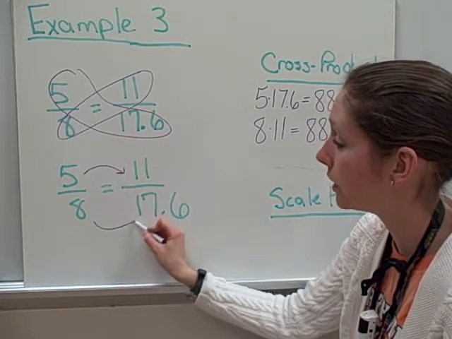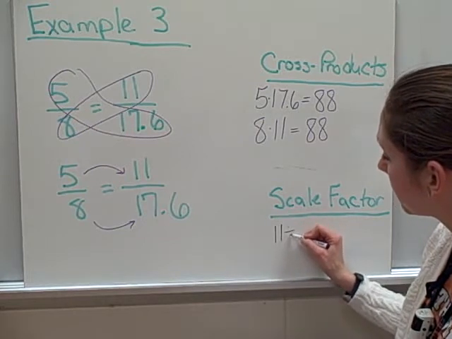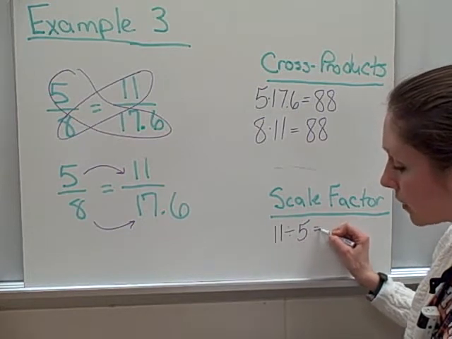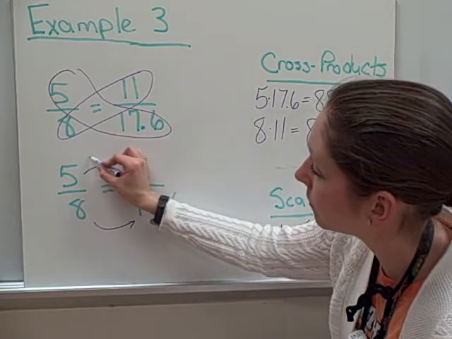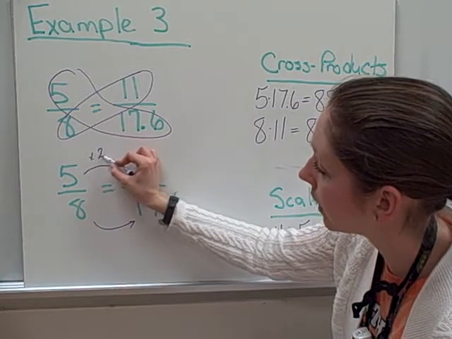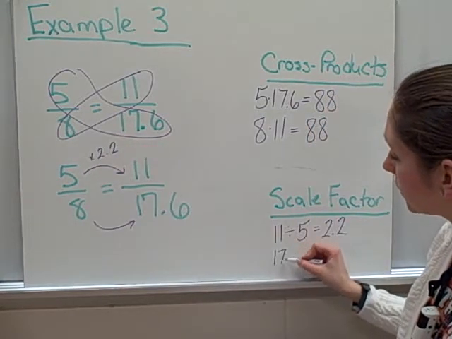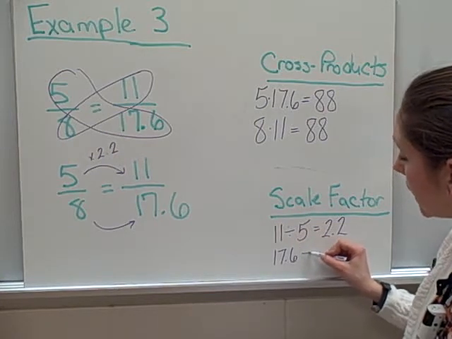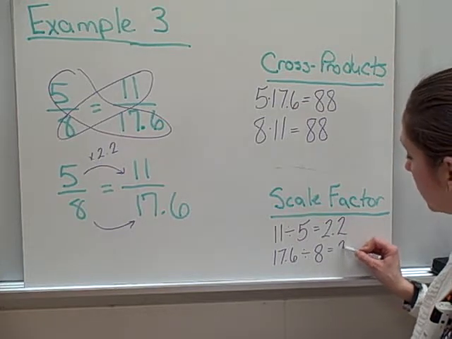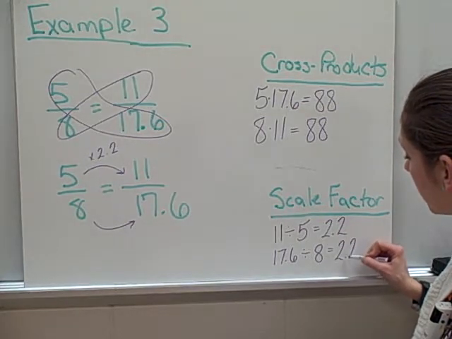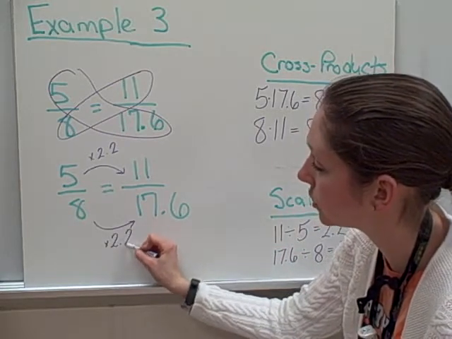So let's start with our numerators this time. If I do 11 divided by 5, I get a scale factor of 2.2. That means if I'm going to go from 5 to 11, I would multiply times 2.2. If I do 17.6 divided by 8, I should get the same scale factor, and I do, 2.2. So that tells me that this is a proportional relationship.